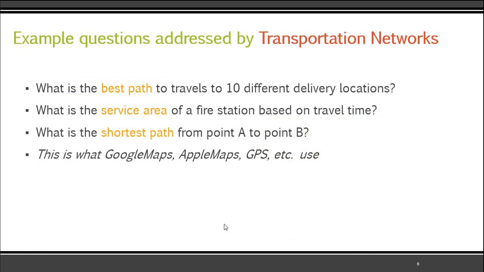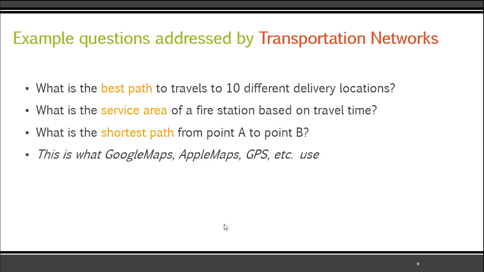So some questions that can be answered by these transportation networks are the things you do every day with your phone. What's the best path to travel, maybe to 10 different delivery locations? One limitation of the free services out there on the internet, like through Google and Apple Maps, is that typically you can get from one source to one destination, right? One starting point to one end point. With the GIS tools, you can do multiple stopping points and find your best path between all of those.